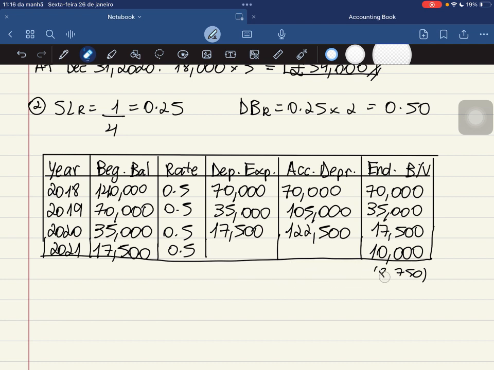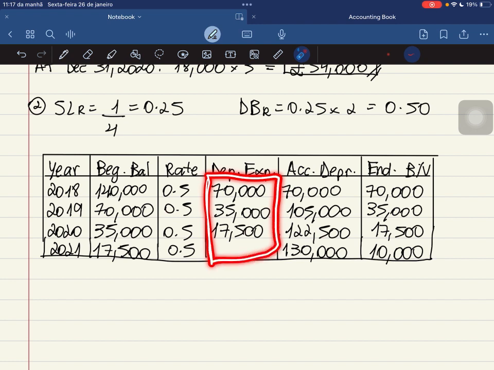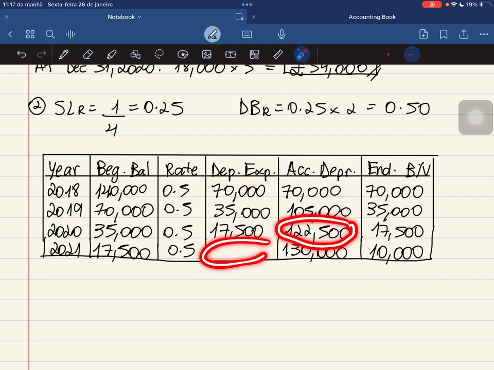So this is why the last column is always different. In the last column, you're going to see the beginning balance is 140, and I have to end up with 10,000, which means that here I have to have 130,000 of accumulated depreciation, correct? Because in the beginning I had 140 minus this, I would end up with this. So this number plus this number has to equal 130, because this is how we calculate accumulated depreciation.